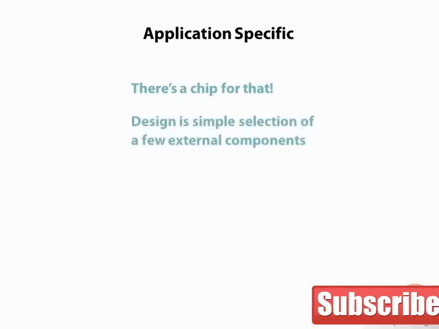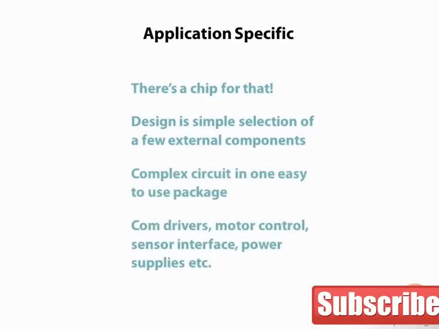There are thousands of chips that are designed to perform a specific application. If you have a need for a particular circuit, do a search first to see if there's a chip available that already performs the function you are looking for, or something that is close. Chances are it already exists and can save you a ton of work. Implementing it into your design may be just a simple task of selecting a few external components to serve your application. Typical applications are communications drivers, motor control, sensor interfaces, power supplies, and a myriad of other applications.